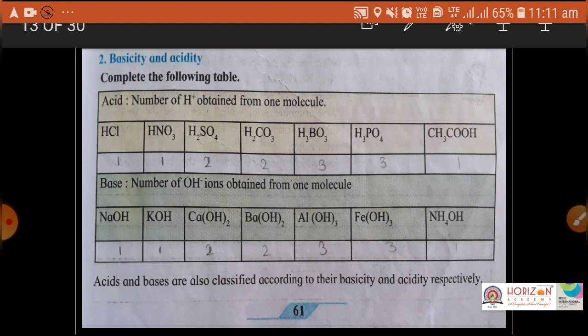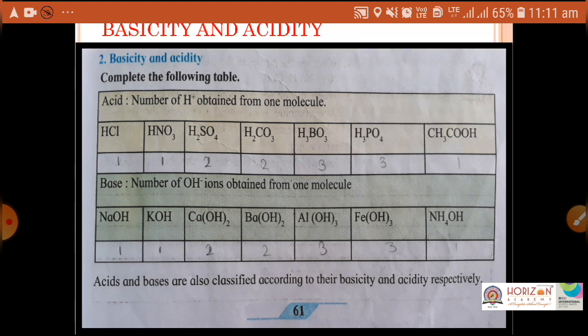In the same way, we have to see acidity of bases. Acidity of bases is nothing but the number of OH minus ions obtained from one molecule. You can see NaOH can give only one OH minus because it has only a single OH minus. So acidity of NaOH is 1. In the same way, acidity of calcium hydroxide is 2 because it has 2 OH minus radicals. That's why acidity of calcium hydroxide is 2.